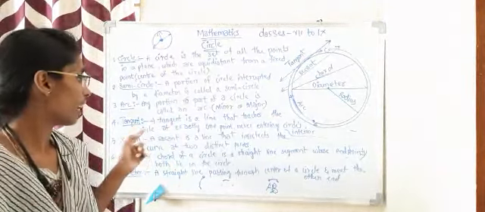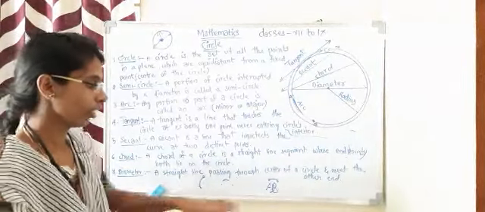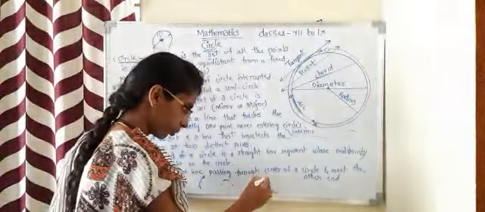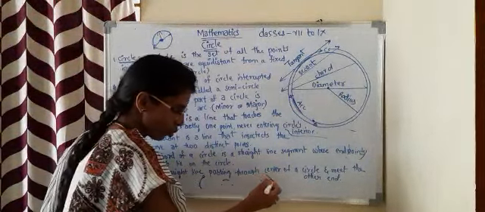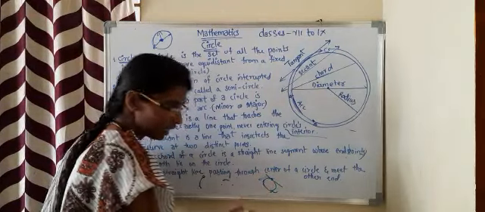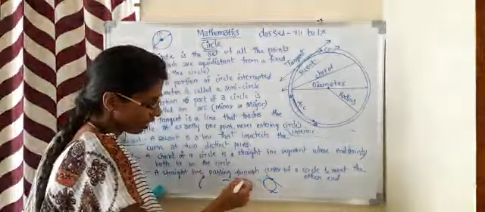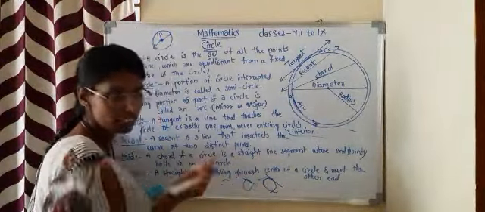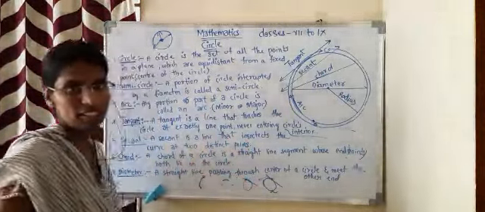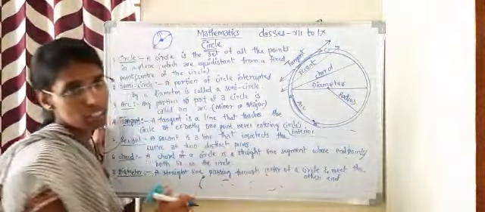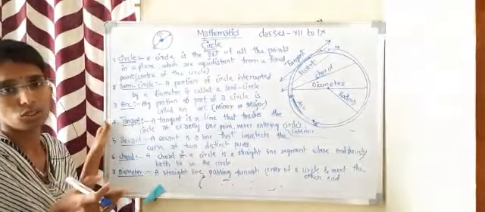Next, tangent. A tangent is a line that touches the circle at exactly one point and never enters the circle's interior. As I have already said, if this is a circle, the line just meets the circle at only one point. That is called a tangent. Even if it is in this way, it is not a tangent because this line is touching the circle at two points. So a tangent meets a circle at only one point, and it never comes into the circle's interior.